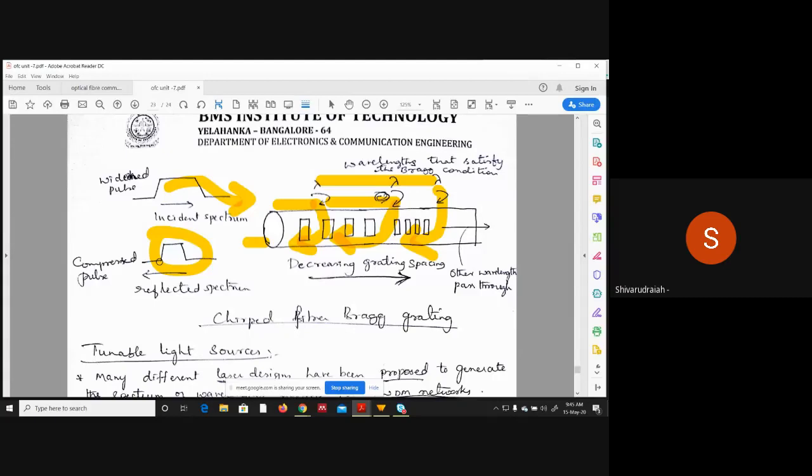So this is the concept of chirped fiber Bragg grating. The word chirped indicates the grating structures are not uniform and the spacing between the structures is not uniform, as we saw in the case of fiber Bragg grating. That is a conventional fiber Bragg grating. So the concept is very simple and clear.